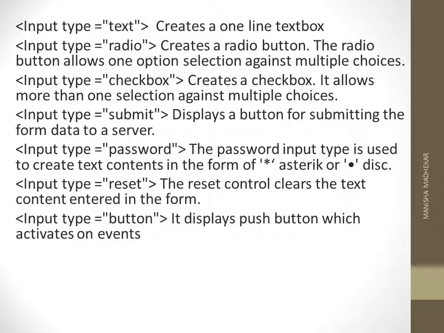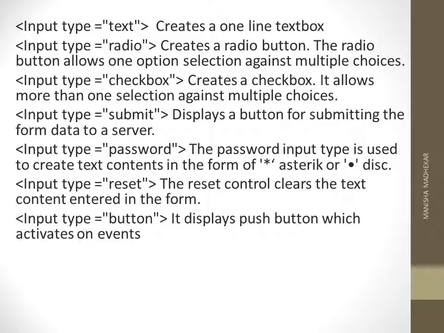Input type is equal to submit. Displays a button for submitting the form data to a server. Input type is equal to password. The password input is used to display text contents in the form of asterisk or disk. Input type is equal to reset. The reset control clears the text content entered in the form. Input type is equal to button. It displays the push button which activates on events. All these buttons we have previously studied in standard 11.